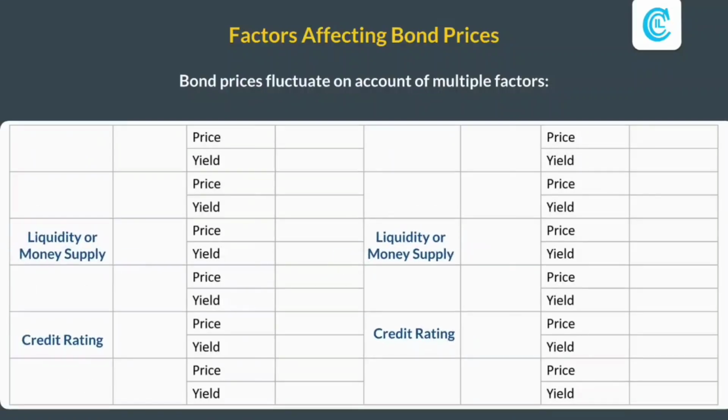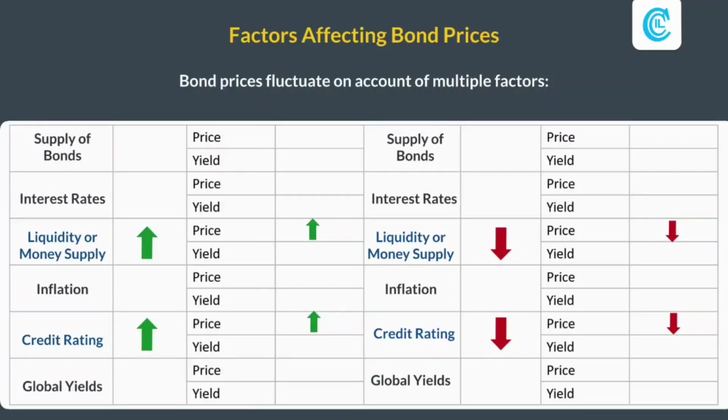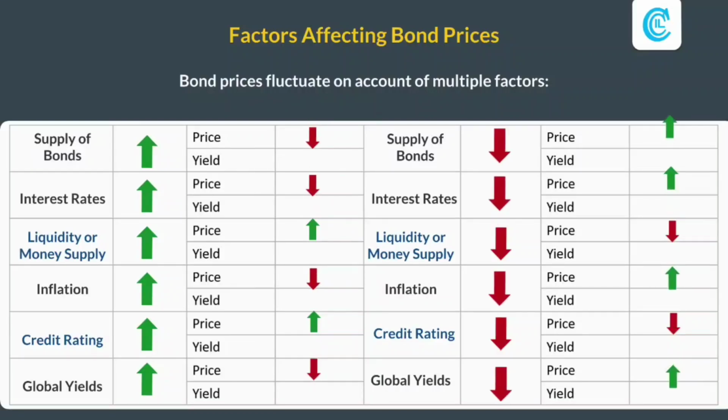Factors like liquidity and credit rating have a direct relationship with bond price, meaning any increase or decrease in the factor leads to a corresponding increase or decrease in the bond price. While factors like supply of bonds, interest rates, inflation and global yields have an inverse relationship with bond price, meaning any increase in the factor leads to a corresponding decrease in bond price and vice versa. Price and yield have an inverse relationship.